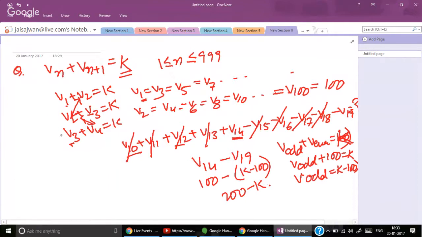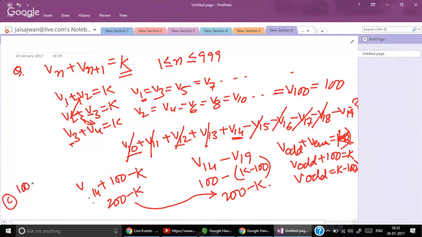Option number A says that it is V14 plus 100 minus K. What is V14? It is 100. 100 plus 100 is 200 minus K, which matches with this answer. So I would say yes, the first one is also correct. Now option B, the answer does not match. It is 100. I'm talking about the option number C here.